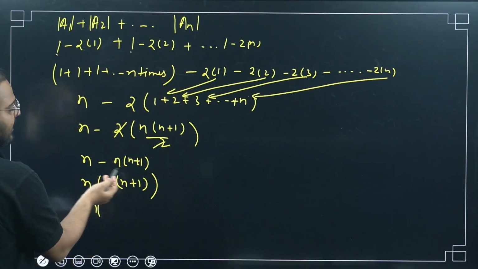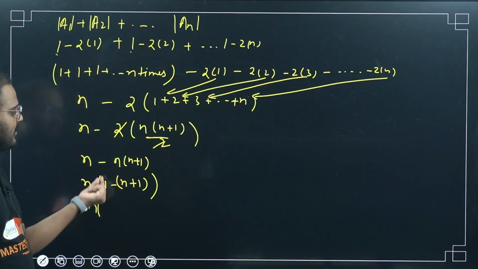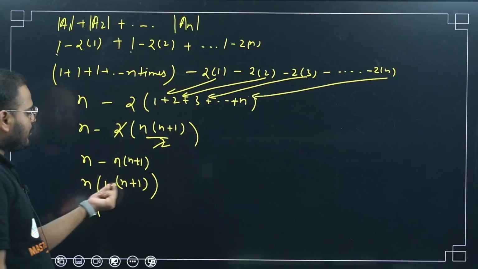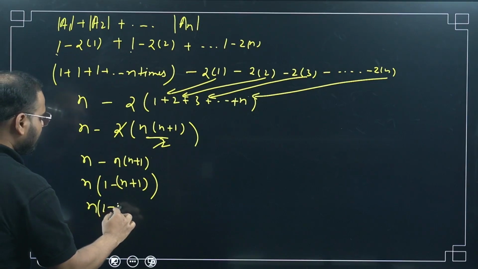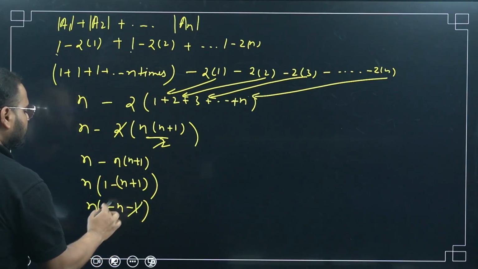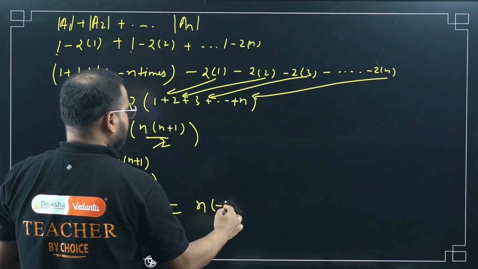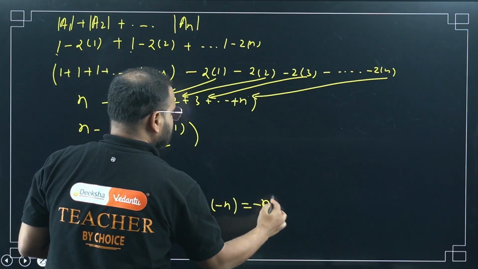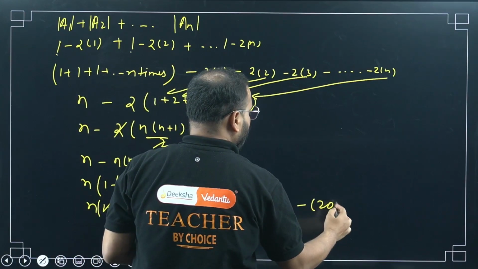What I've done here, I've taken n common. I hope you understand that. I've taken this n common. So what is left here? 1 is left, minus sign. This n is taken common, so n plus 1. Okay. So what is left now? 1 minus n minus 1. 1 and 1 gone. What is left now? n times minus n. How much is that? Minus n square. How much is that? Minus 2021 square.